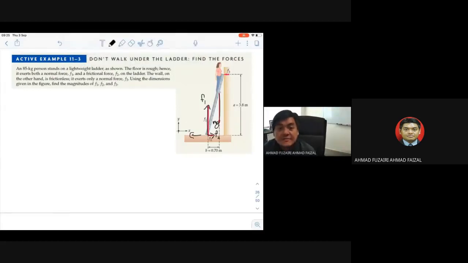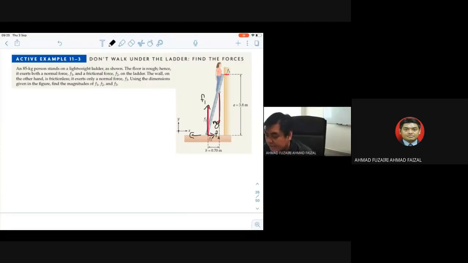Dan F3, okay, F3 pula dicerita dekat wall, maksudnya tadi floor. Di wall, maksudnya dinding. Dekat dinding itu frictionless. Apa maksud dia frictionless? Maksud dia kalau kita sandarkan tangga itu ke arah wall, tangga itu tidak akan melekat dekat dinding. Mesti dia akan jatuh. Dia akan jatuh ke mana? Dia akan jatuh ke bawah. Tetapi disebabkan dia frictionless, maksudnya tidak ada friction.